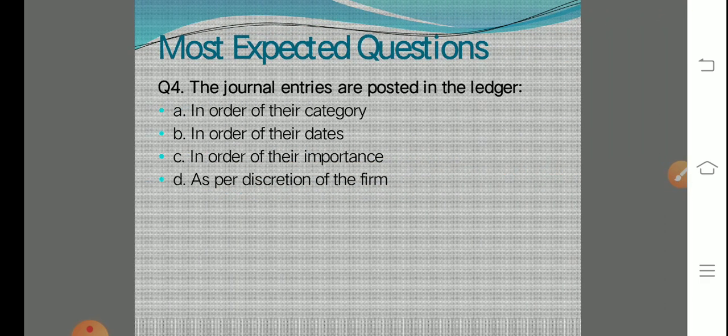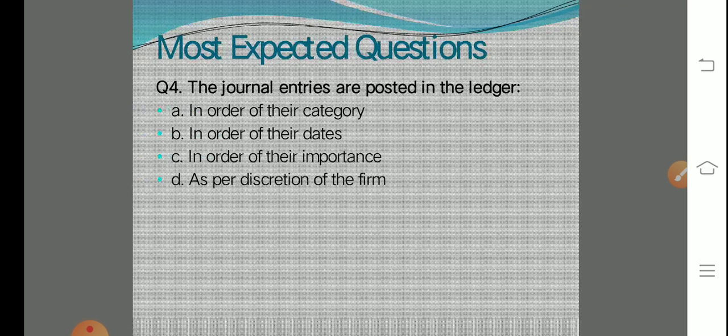So let's move to question number 4. The journal entries are posted in the ledger: A. In order of their category, B. In order of their dates, C. In order of their importance, D. As per discretion of the firm. So let's see what is the correct answer. Correct answer is B. In order of their dates.